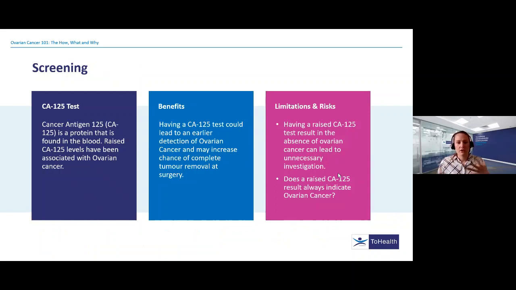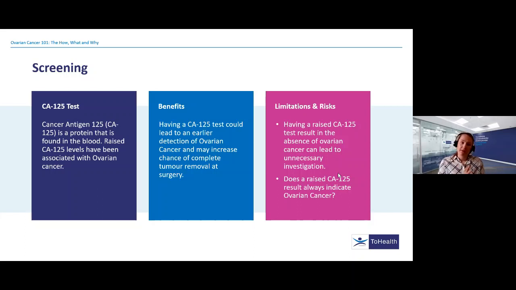So GPs might look at different ways in which we can screen. So it poses the question of how do we screen for ovarian cancer? And one of the most common ways of doing this is through something called a CA125 or a cancer antigen test. Now, a CA125 is a protein that's found in the blood, and raised CA125 levels have been associated with ovarian cancer. However, it's important to understand that there are a number of advantages and disadvantages, as with many different tests, before you request it.